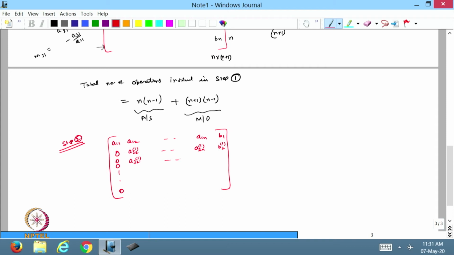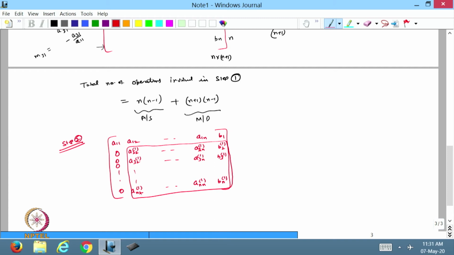A32, A3n, B3 and so on, AN2. So, this will be AN2, ANN, and this is BN. So, I am able to do this. Now, I will concentrate on this matrix.